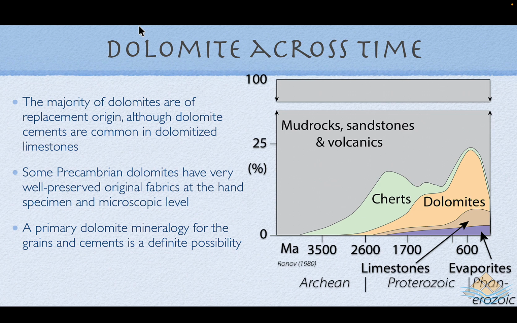The majority of those dolomites that we see are replacements. They also form cements in some dolomitized limestones. Various authors have noted that Precambrian dolomites have very well preserved original fabrics at the hand and microscopic level in most Precambrian dolomites, and have argued that primary dolomite mineralogies are a definite possibility in Precambrian dolomites, compared to most dolomites in the Phanerozoic having a secondary alteration origin. That's because there's a kinetic hindrance to dolomite precipitation.